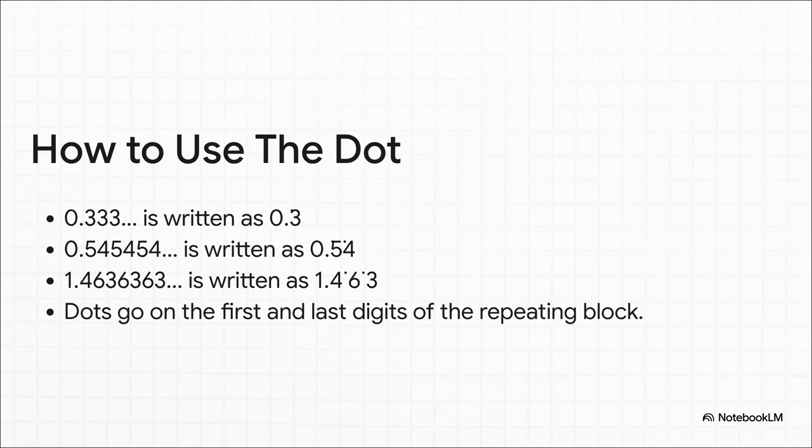Now look at this last one. It's a bit different. 1.4636363. What's repeating here? It's not the 4, right? It's just the 63. So the dots go only on the 6 and the 3. See? Super easy once you know the trick.